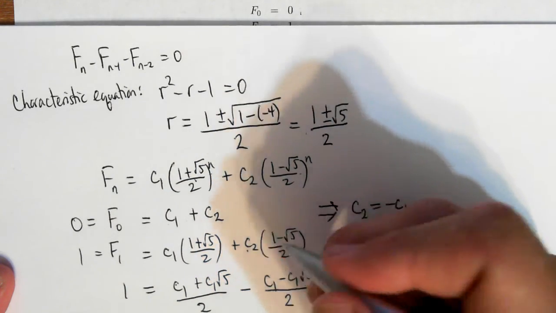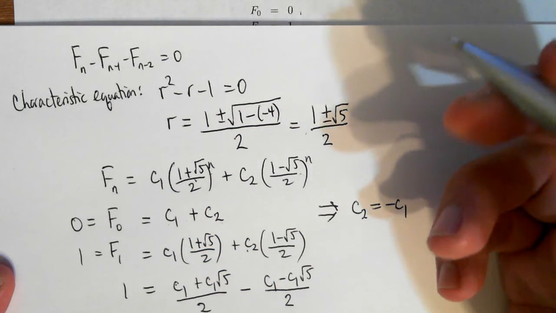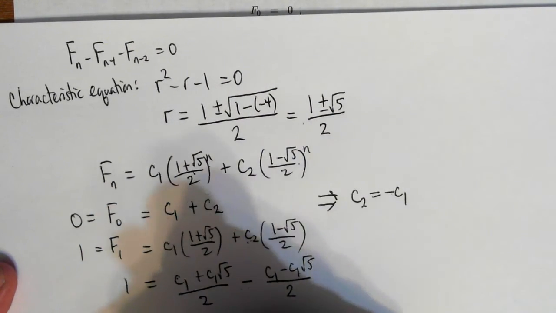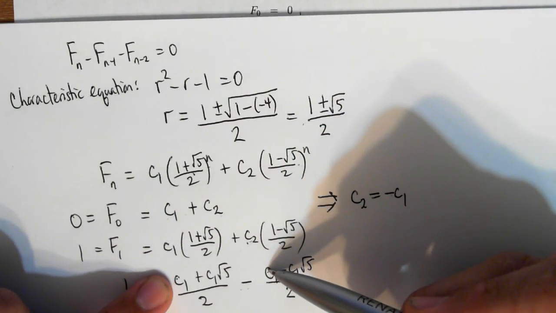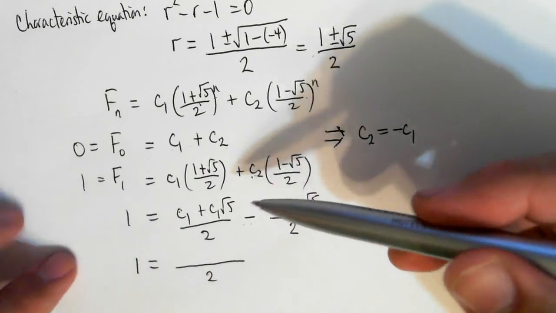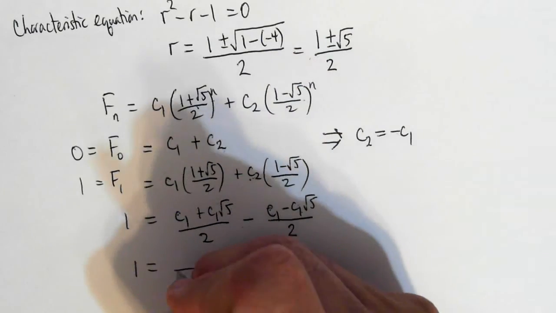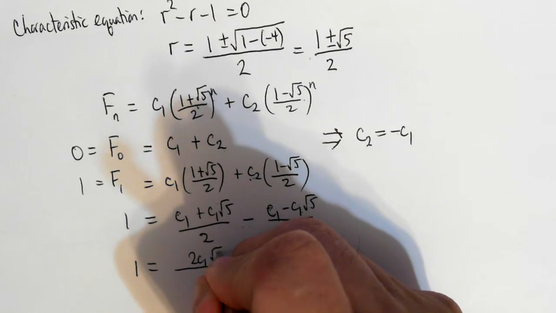So we have, sorry, let's see, I did something incorrect here. Yeah, no, that's fine because I'm replacing c2 by negative c1. This negative comes out here and c1 goes inside. So this is equal to all over 2. The c1s here cancel, and then I have c1 minus a minus c1 here, so I have 2 c1 times square root of 5.